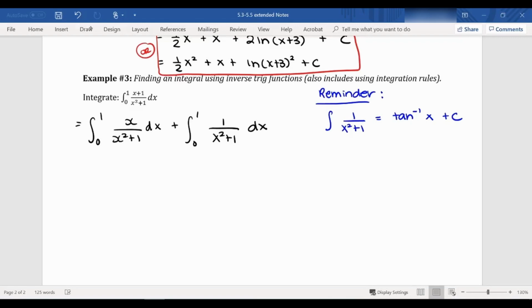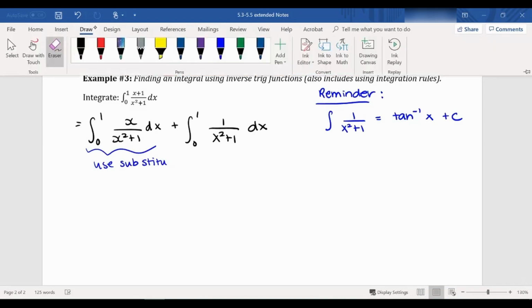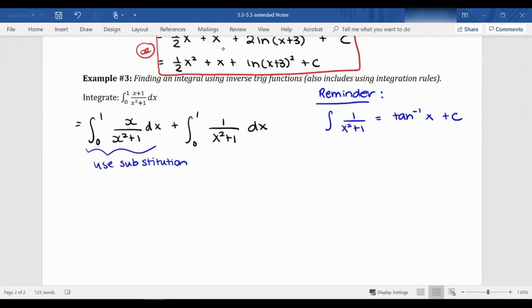And so there we are. On the right-hand side, we already have an integral that's easy to evaluate. The left-hand side, we need to do a bit more work. We are going to need to use substitution. I'm going to let u equal x squared plus 1, so du equals 2x dx, or x dx is 1/2 du. And I also know if x is 0, u would be 1, and if x is 1, u would be 2.